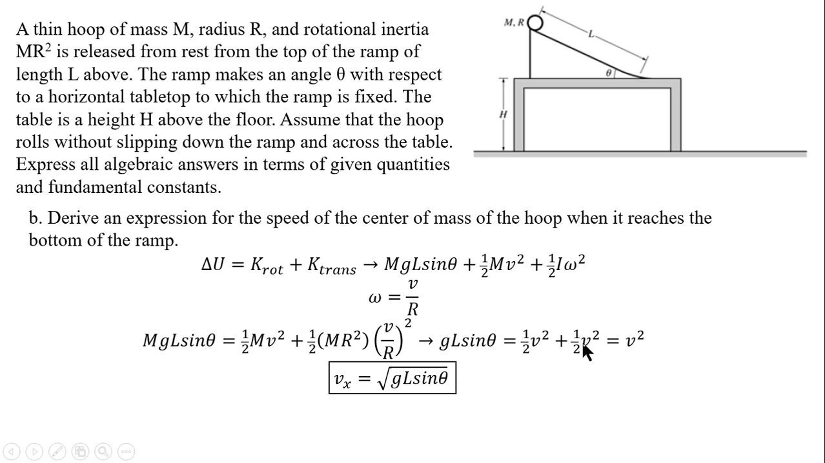1/2 V squared plus 1/2 V squared equals V squared, right? 1/2 of V squared plus a half equals a whole. And you're left with, again, V squared equals GL sine theta. How do you get rid of the square root? Squared. How do you get rid of the squared sine square root? Boom.